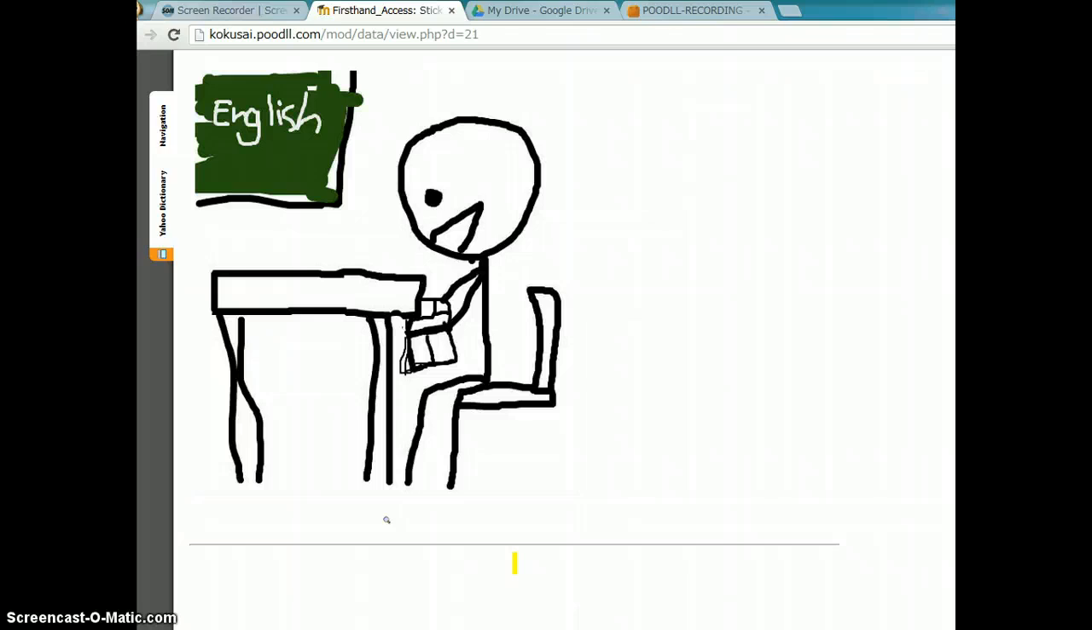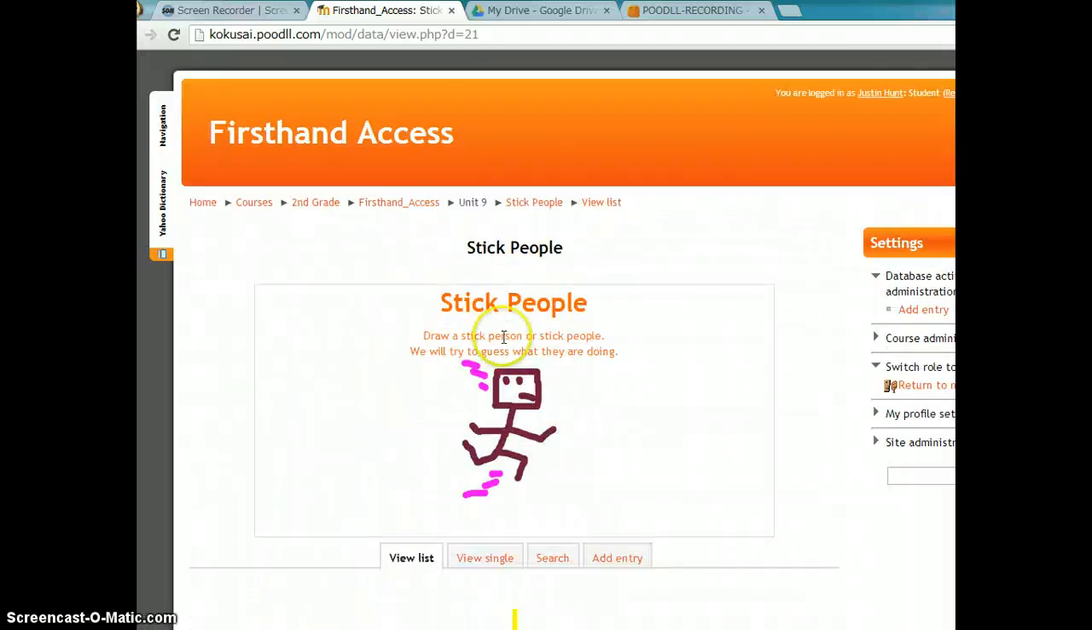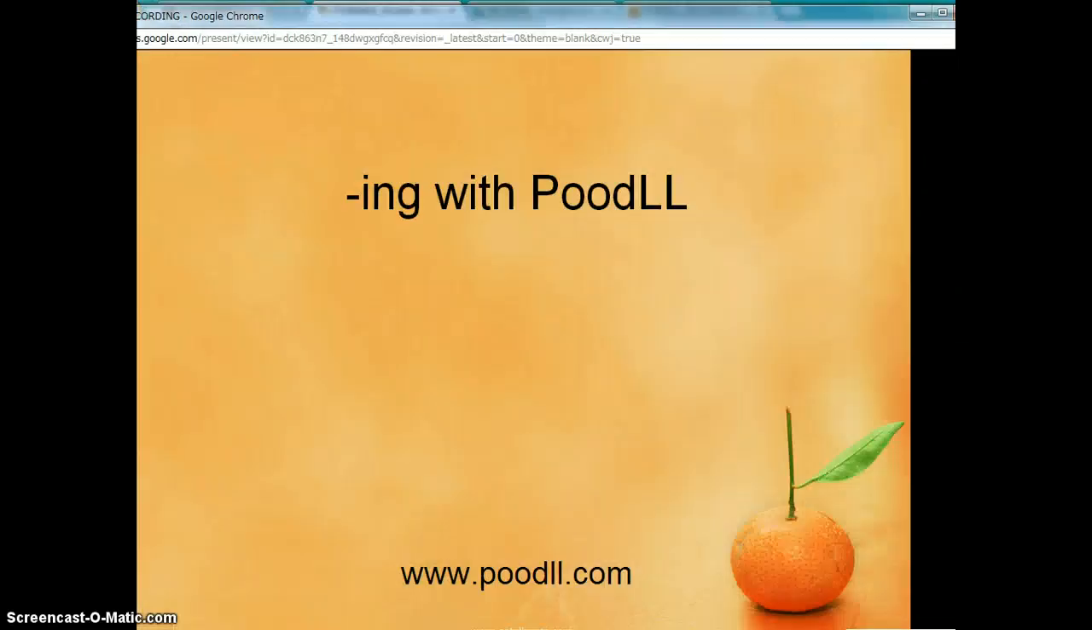This is done using the Poodle database activity, which I have introduced in another YouTube video, but which you can download from our website, poodle.com. So that's just a brief introduction to how I might use Poodle to display flashcards and to do the database activity so the students can do drawing.